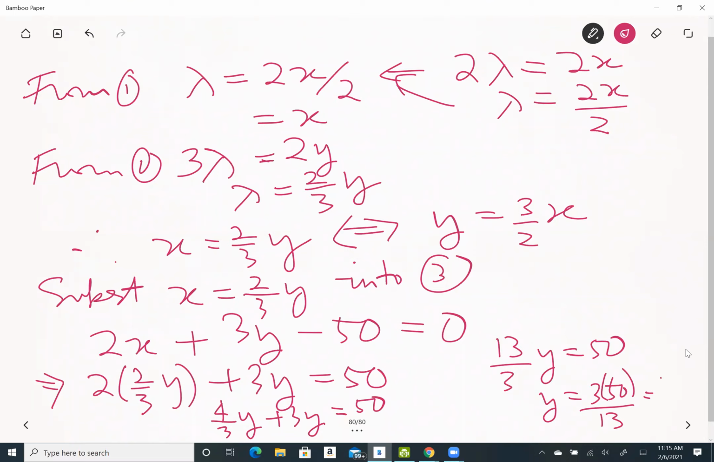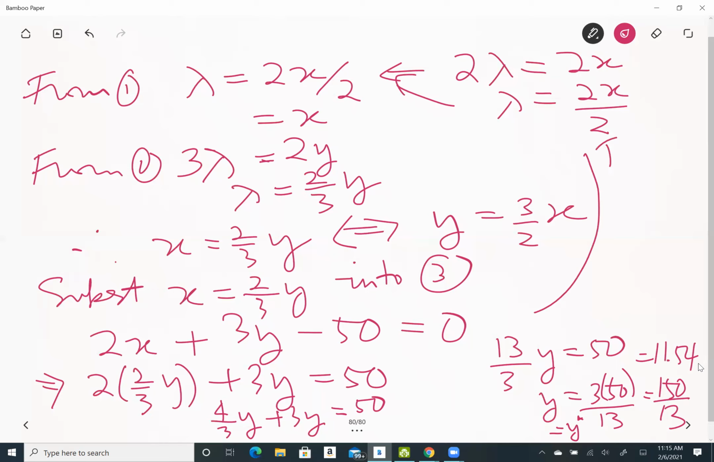Berapa dapat? 150/13. Siapa ada calculator boleh? 11.54. Itu dia. Okay, so that is the value of y. So that is y star lah. Okay, so we can put here that is our y star, which is 11.54. Now next, I want to find the value of x.